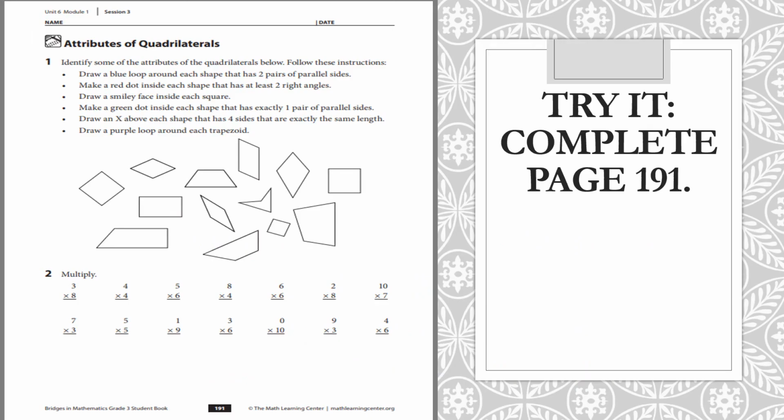Okay, now it's your turn to try it. You will complete page 191. In the first section, you will identify some of the attributes that we discussed today in the quadrilaterals that are being shown below. Read each bulleted instruction carefully. In the next section, at the bottom, you will review multiplying factors and finding products.